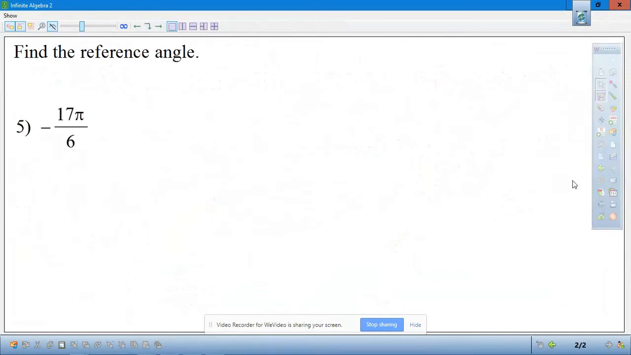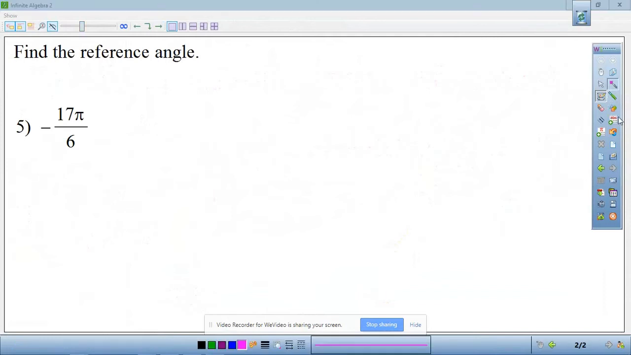Let's look at it when it doesn't have a picture for us. When there's no picture, you could draw it, and it could be beneficial to draw it. Or you just have to get really familiar with what's between 0 and 2 pi. Since this is over 6, 0 to 2 pi would still be 0, but 2 pi would be 12 pi over 6, because 12 over 6 is 2. So we want a value between 0 and 12 pi over 6.